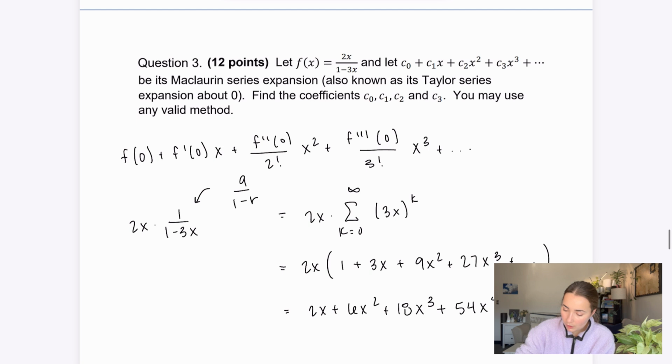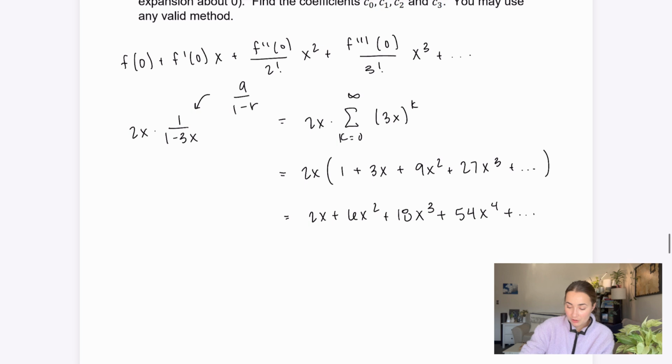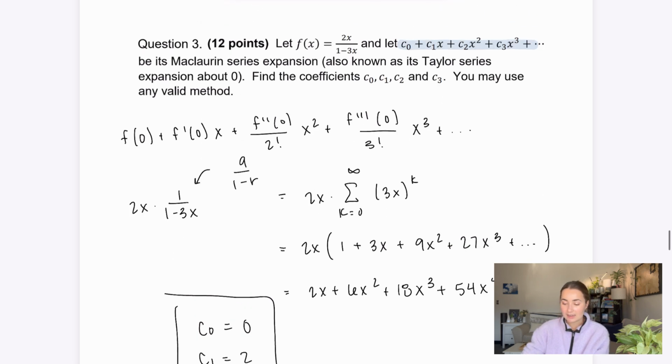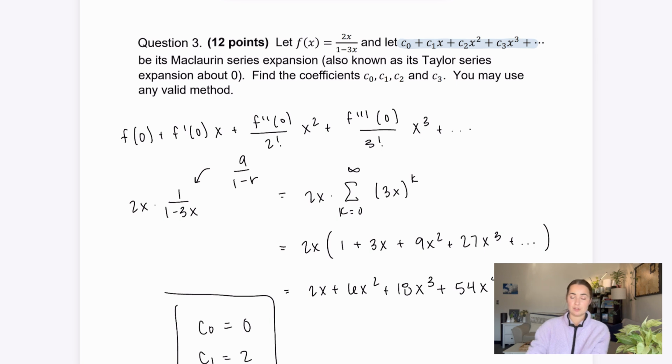So notice here what we want to find. We want to find c naught plus c1x plus c2x squared. So the trick here is knowing what c naught is equal to. That is equal to 0. That's the term that doesn't have any x's. And then we get c1 is with the x term, so 2. C2 is equal to 6, and C3 is equal to 18. And that's what the problem was asking you to find. It was asking you to find those coefficients.